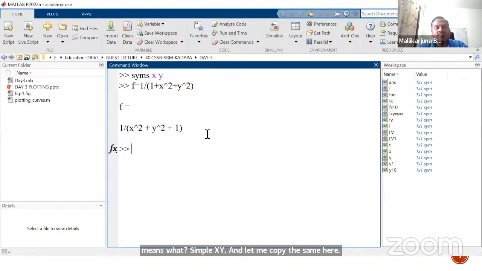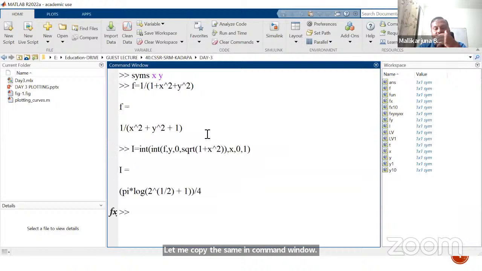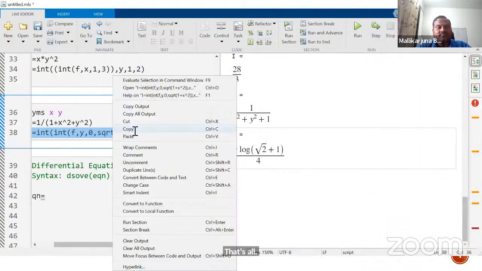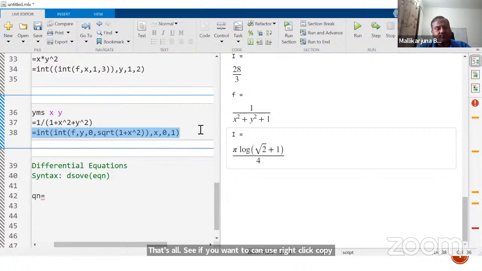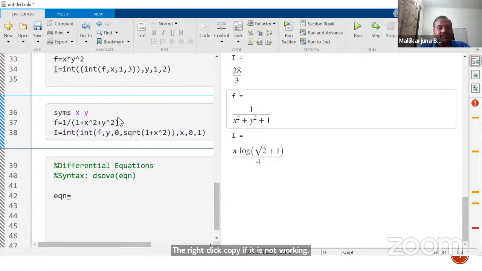Let me copy the same in the command window. Yes, here also it's like that. Different editors will show different formats, but the answer is the same. I'm just pressing Control C and pasting, using shortcut keyboard keys. If you want, you can use right click, copy, and then paste it.